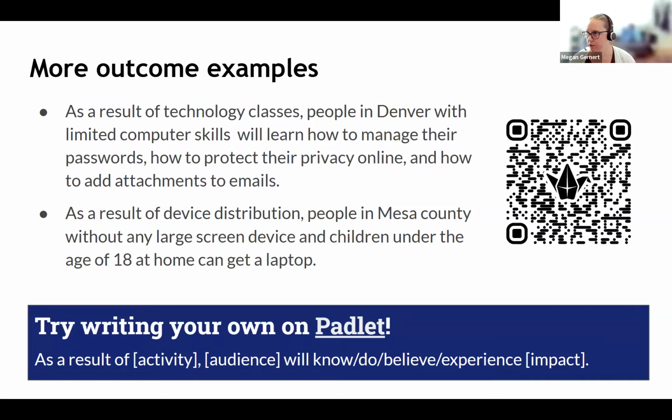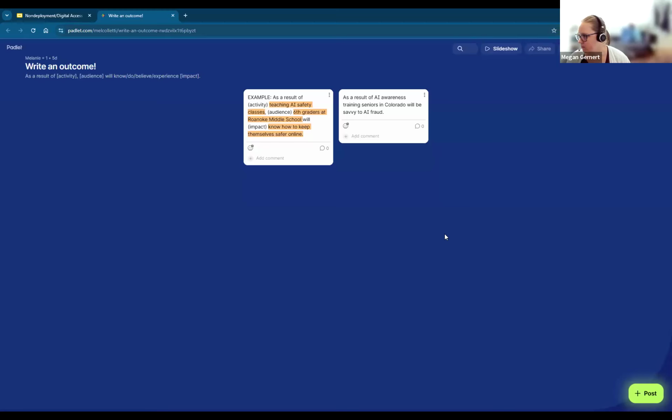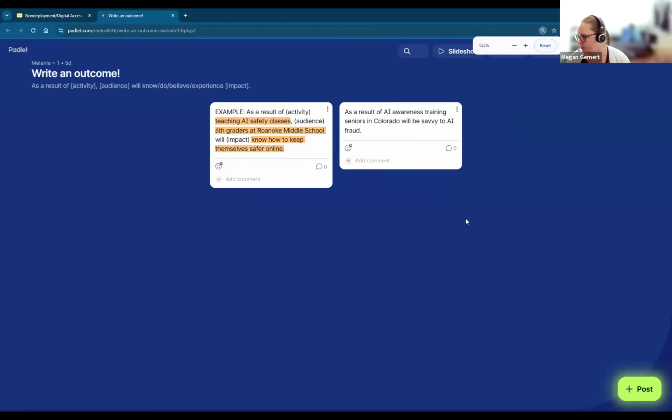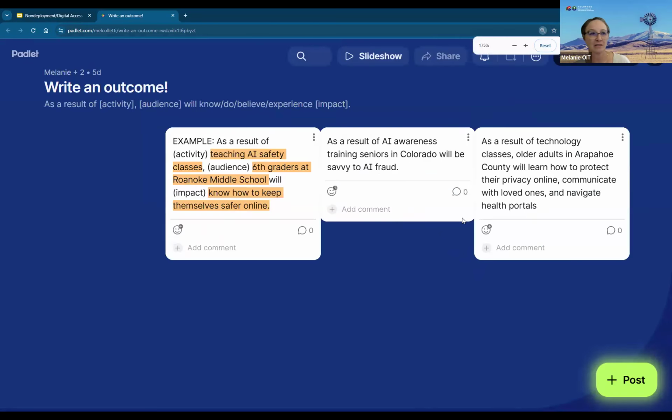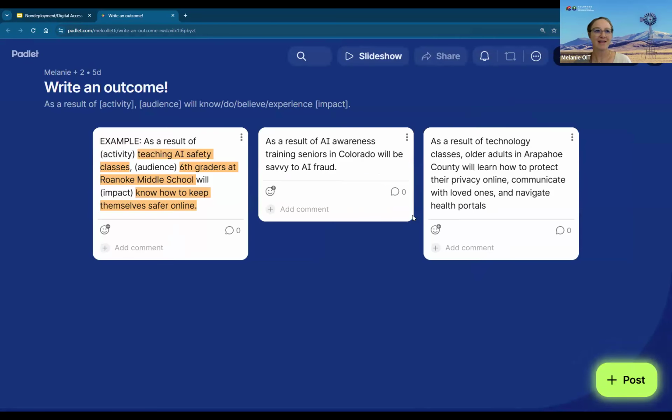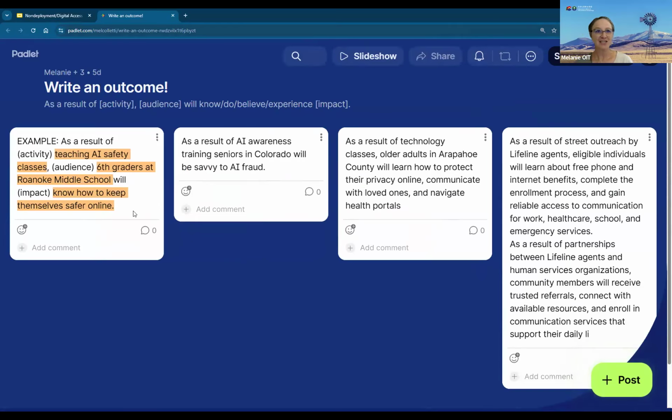Melanie, do you want me to switch to the other screen? Yeah, I think that might be helpful so people can see what's showing up on the Padlet. Okay. Yeah, thank you. Let's see. Maybe make that bigger. Perfect. Yeah, love it. Yeah, this is great. Thank you.